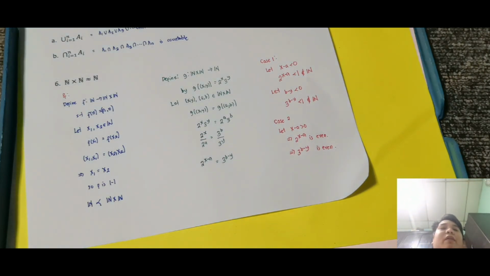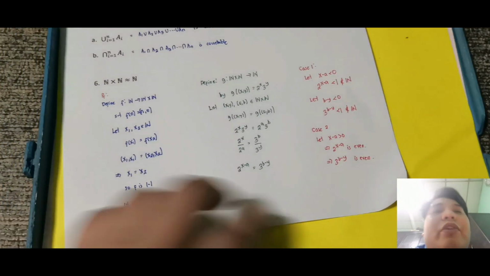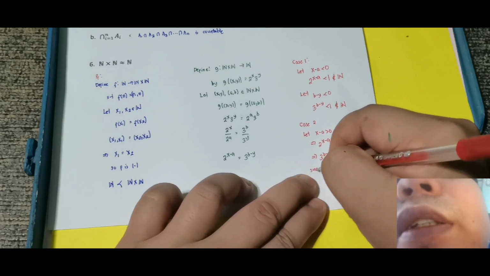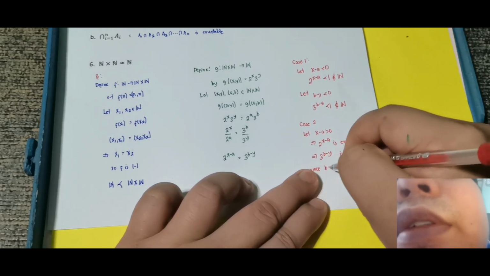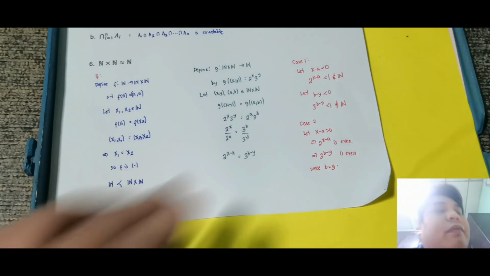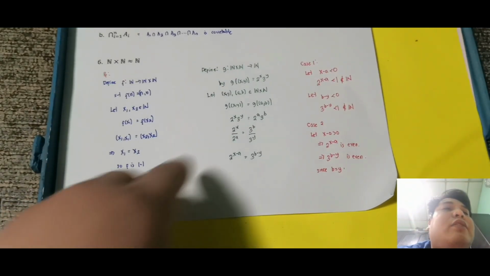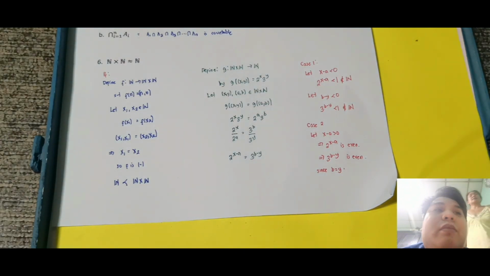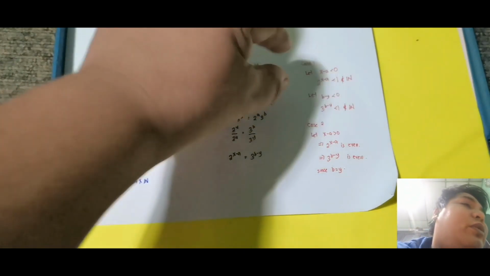Magiging even siya pag yung B minus Y is 0. Or pag since B is equal to Y. Ayan, i-check natin. So, in any case, pag case 1, pag less than 0 sila, automatic sila ay hindi pasok dito sa case natin. So, observe yung case na to.